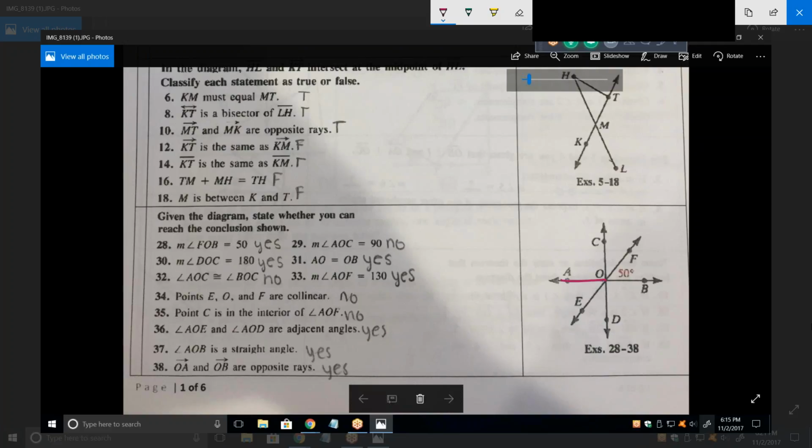In other words, adjacent means they share one ray, but one does not encompass the other. Okay. AOB is a straight angle, yes. OA and OB are opposite rays. Certainly yes, assuming that is also correct by the same reasoning. All right, next page.